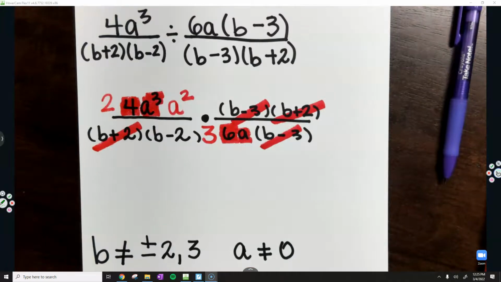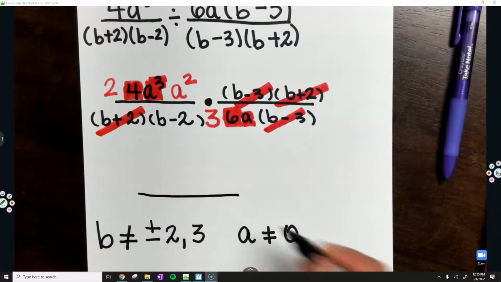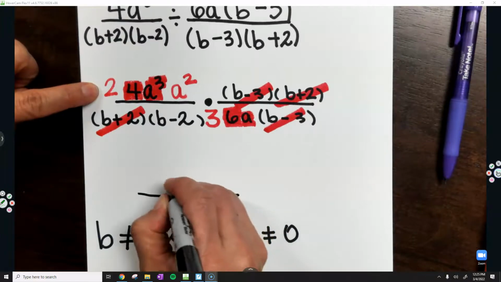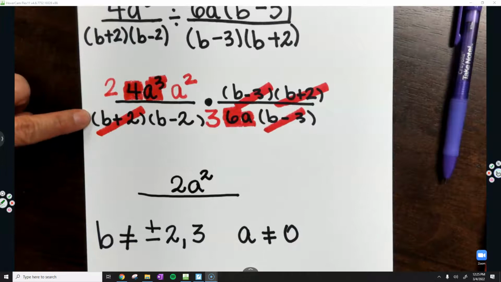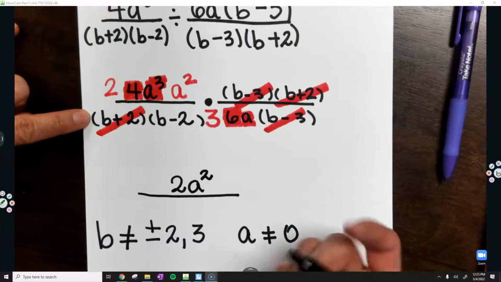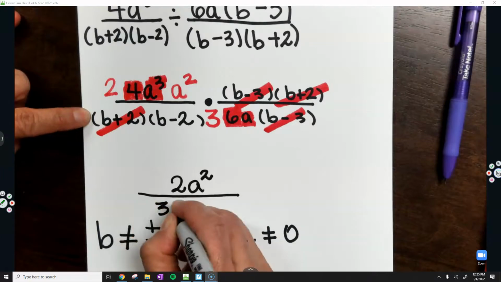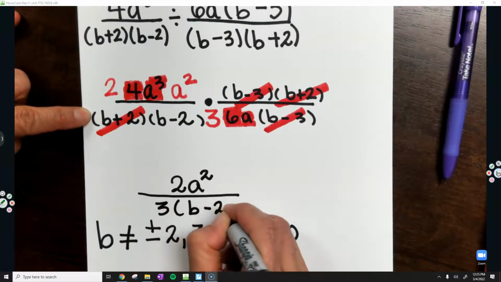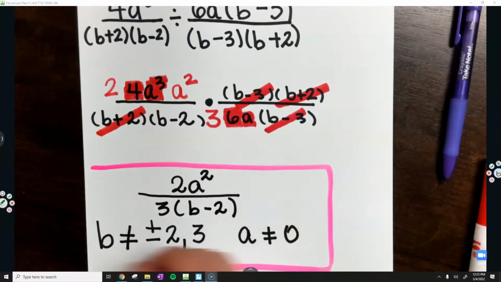Okay, guys, all we need to do is just stick that stuff together, and then we got just one more. So one single fraction bar. The only thing that's remaining at the top is 2a squared. At the bottom, you have a single 3 and a b minus 2. Put your single 3 first. And then that's going to be the answer.